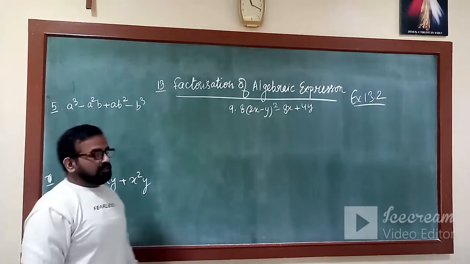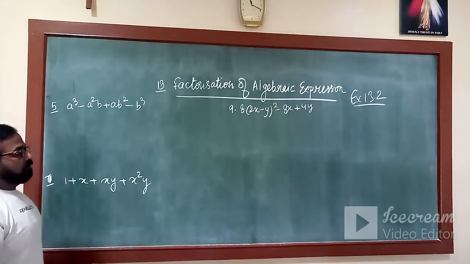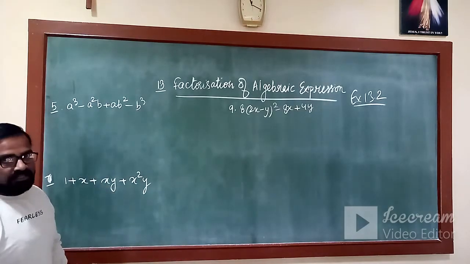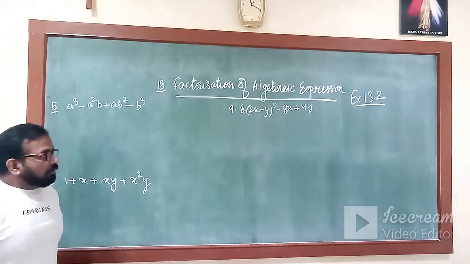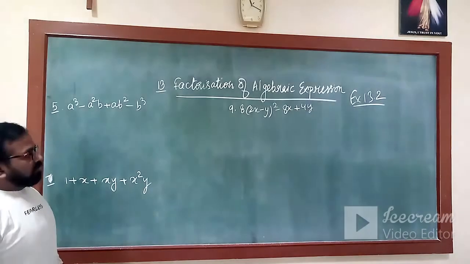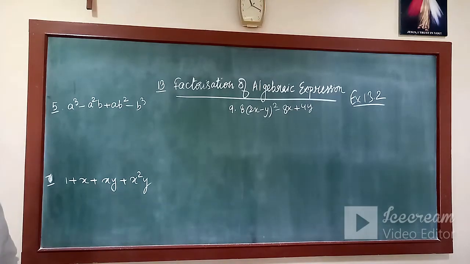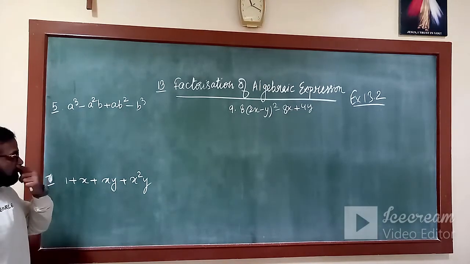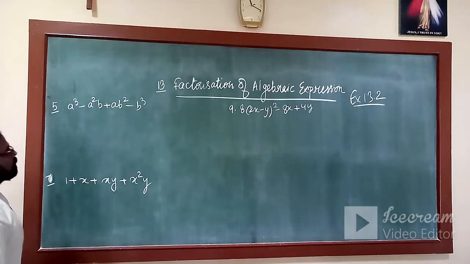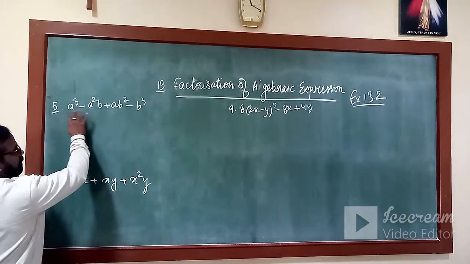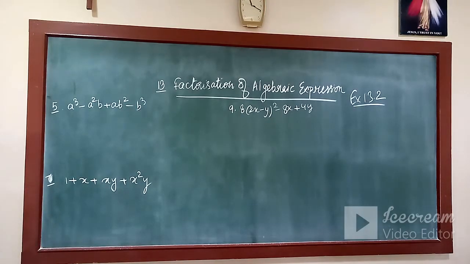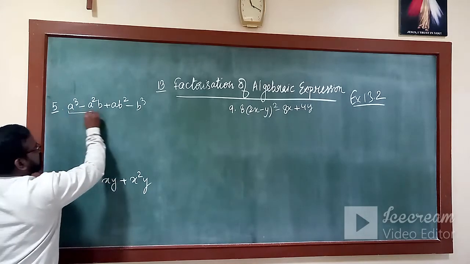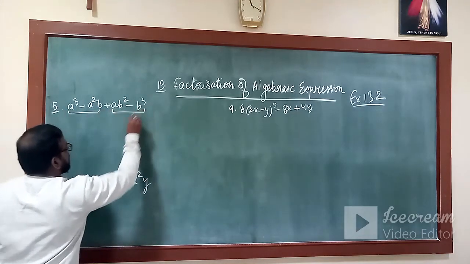So we have started this chapter and we have covered till exercise 13.1, and I have started exercise 13.2. So let's resume our discussion of this exercise, and the method that we are going to use is grouping of the terms. Again we can see here that we cannot take anything common of all the four terms, so definitely we have to use the grouping the terms method. This is my first group and this is my second group.